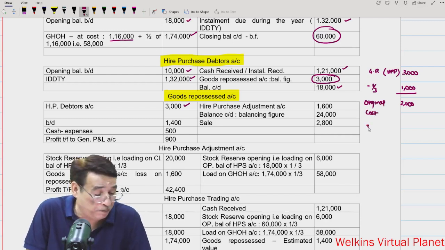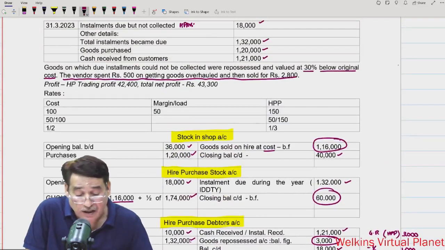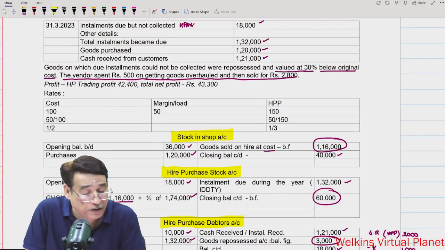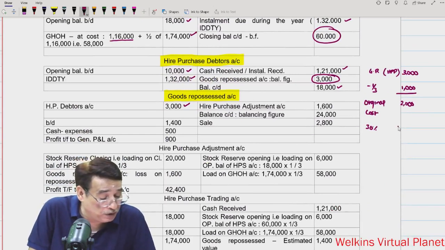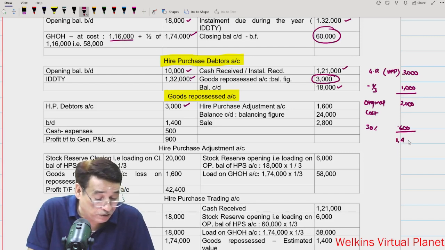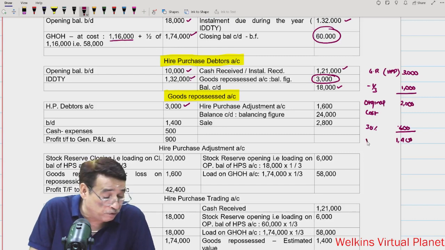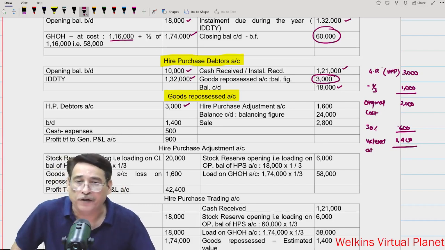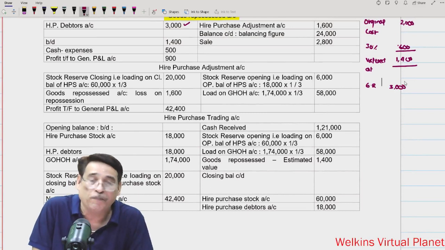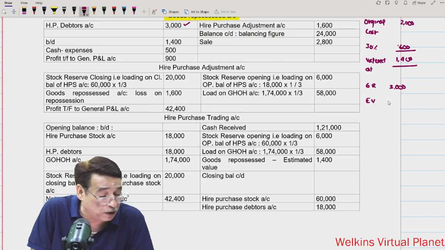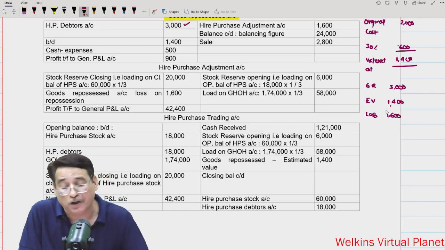And you valued it at 30% below. Question has written very clearly that these goods were repossessed and valued at 30% below the original cost price. So now I am going to compute 30% of 2000. That is equal to 600, I think. So that means these items have been valued at 1400, if I am not wrong. Correct? So these are estimated at 1400. So that means you have repossessed goods to the value of 3000, hire purchase price 3000, and their estimated value is 1400. So loss is equal to 1600. This is how you are going to find in this particular question, correct?